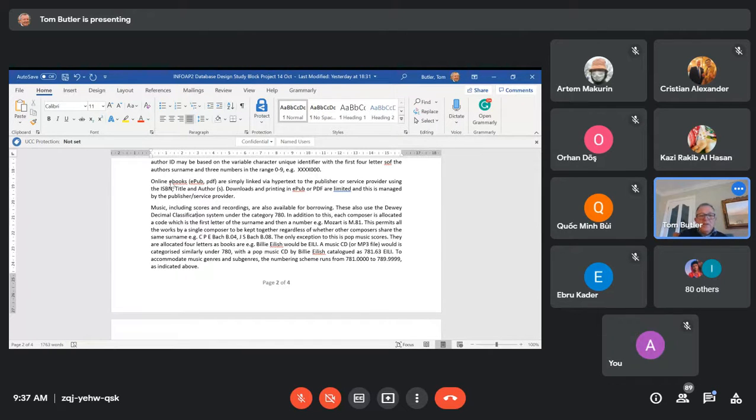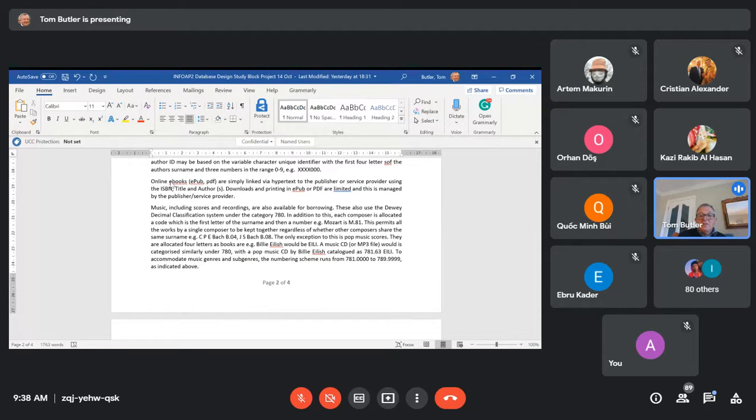Now, again, more on the Dewey Decimal System in terms of music, scores, and recordings are also available for borrowing. And we again use, turn off your mic. One of the last people who spoke there have their mics switched on. These also use the Dewey Decimal Classification System under the category 780. Okay, so all music and all music recordings will be classified in the area of the library marked 780.